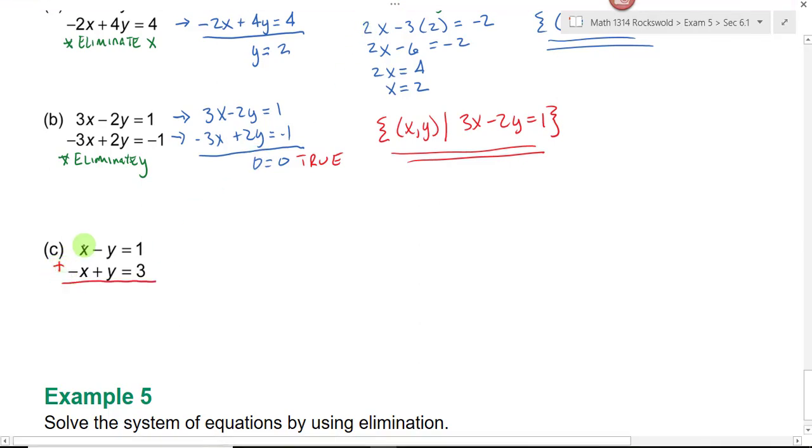On part C, it looks like I can do the same thing and add both equations together, and when I do that, the x's are going to cancel out, the y's are going to cancel out, but now I end up with 1 plus 3 is 4. This is a false statement. If you have a false statement, it means you have an inconsistent system and there is no solution, or you could write the solution as the empty set. I'm okay with you expressing yourself either way.